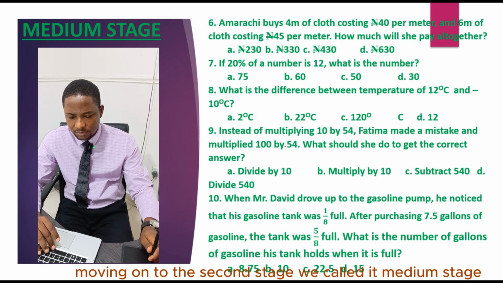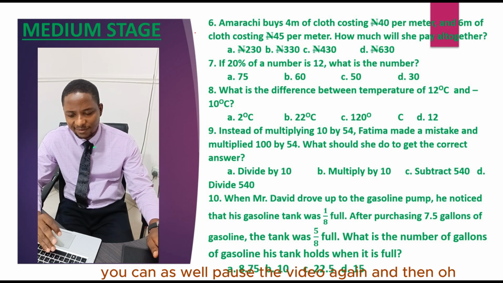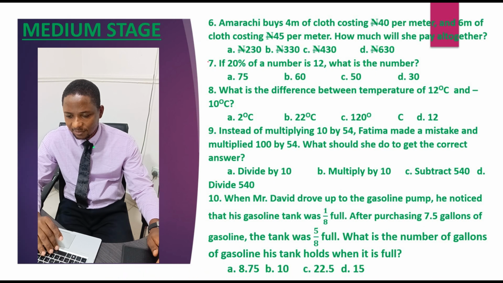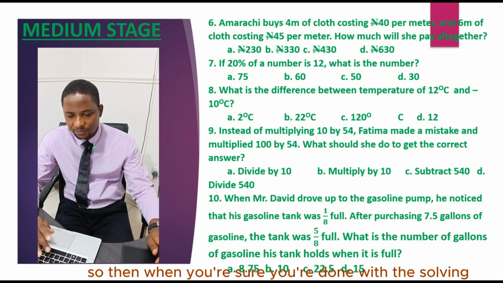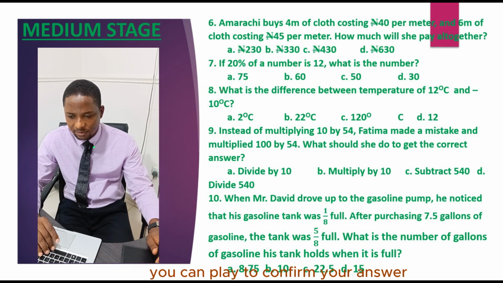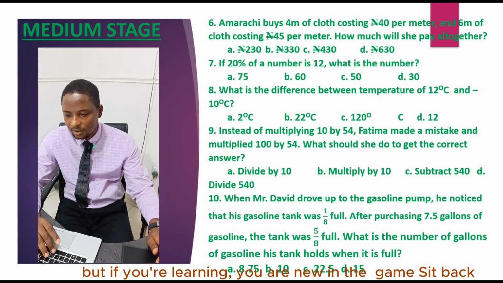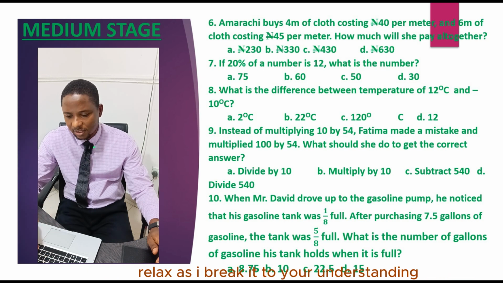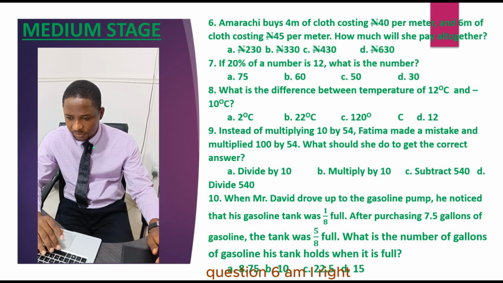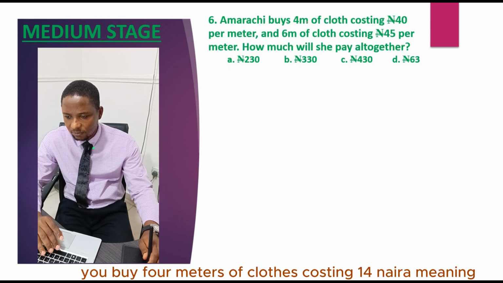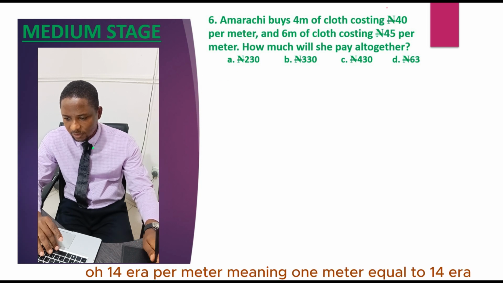Moving on to the second stage, we call it the medium stage. You can as well pause the video again, solve, then when you're sure you're done with the solving, you can play to confirm your answer. But if you're new in the game, sit back, relax, I'll break it down to your understanding. Question 6. Amarachi buys 4 meters of cloth costing 40 naira per meter, meaning 1 meter equals 40 naira.